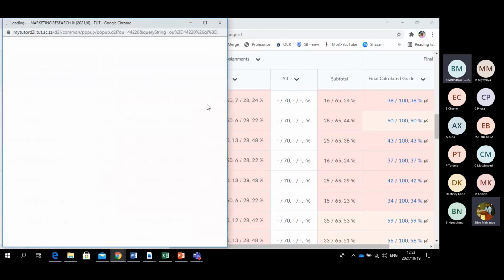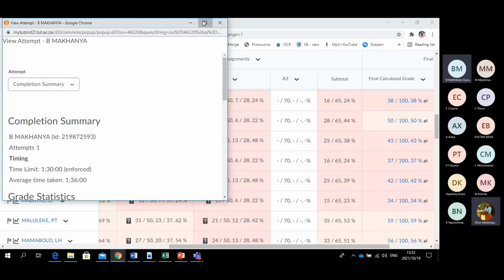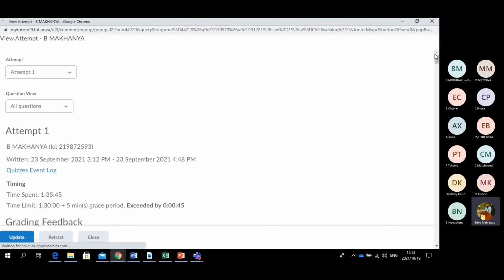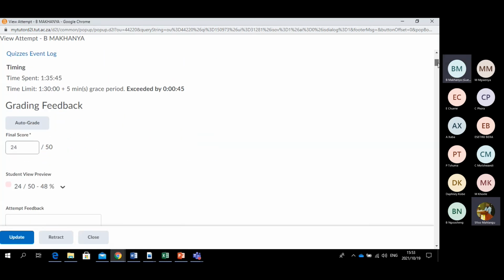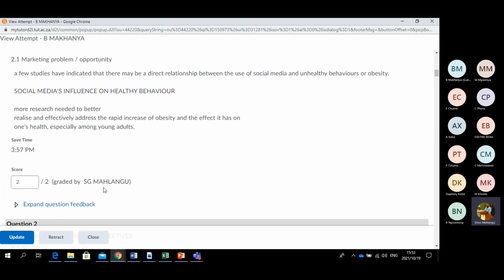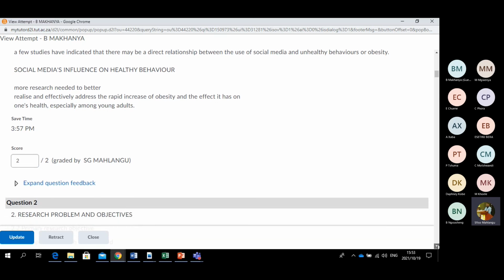I imagine these marks, yeah, 48. So this 48% that is troubling you, that's the mark that is going to go on the ITS. That's the final mark that you have. You will see here it says graded by SG Mahlang, meaning I've already marked. For example, the first question you already have 2 out of 2 marks, which means I've marked.